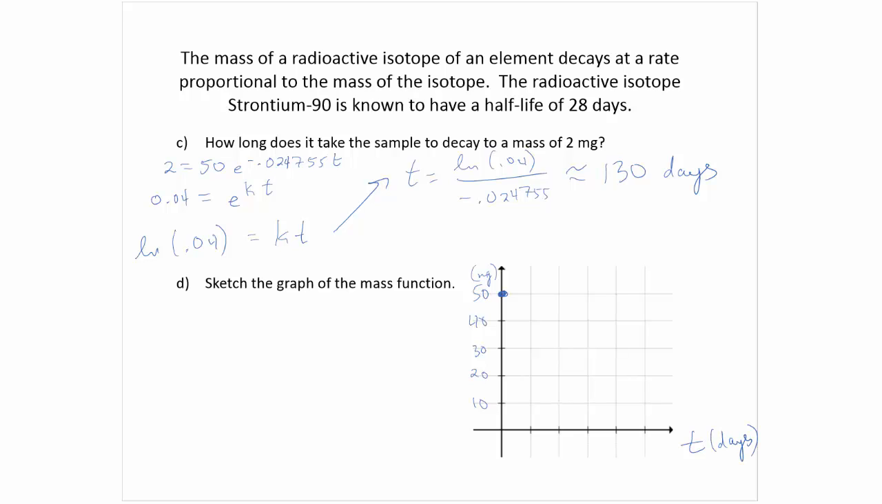And what I'll do is, I'm going to be smart about this, and I'm going to use a scale of 28 days. So 28, 56, 84, 112, 140, etc. And since the half-life is 28 days, my initial value was 50. After 28 days, I would then have 25 milligrams, and then after 56 days, I'd have 12.5, and then after 84 days, 6.25, and then 3.125, etc.